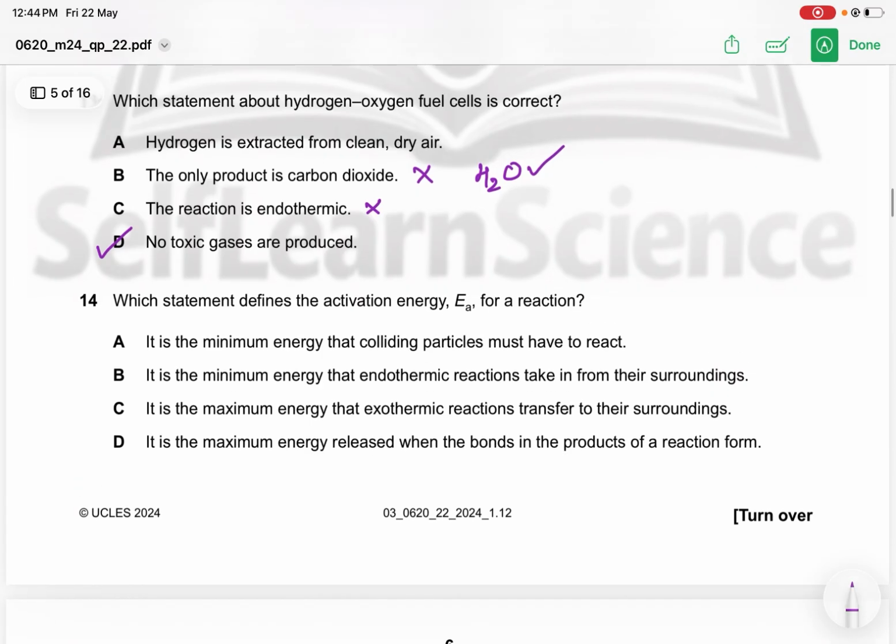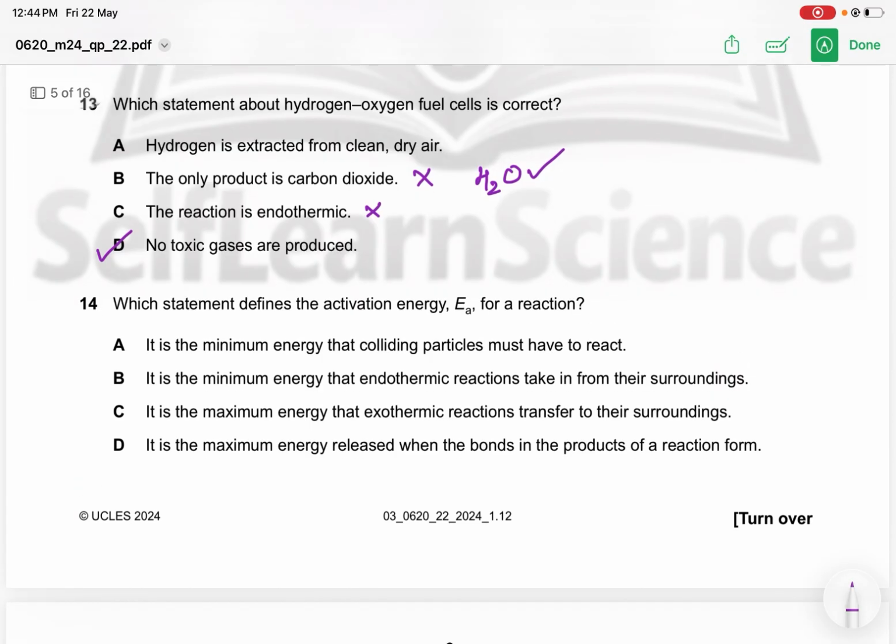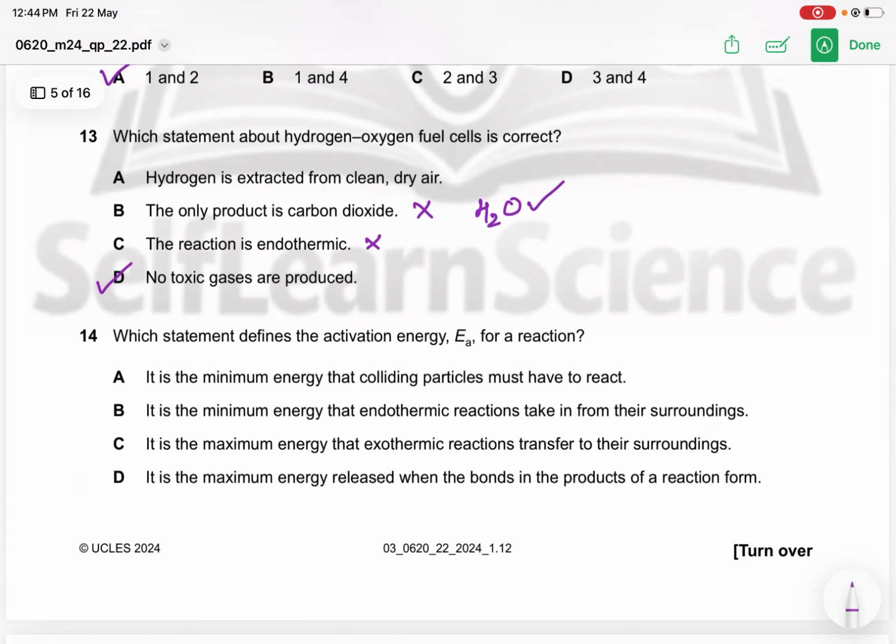14th. Which statement defines the activation energy for a reaction? We know that the activation energy is the minimum energy required for the colliding particles to react, and that is the first sentence itself.